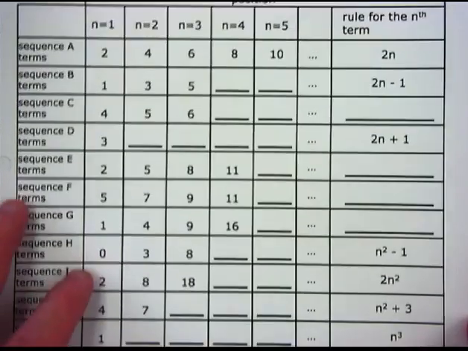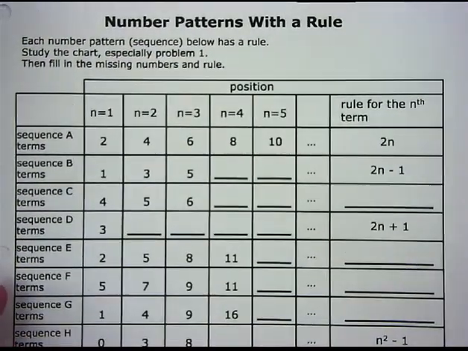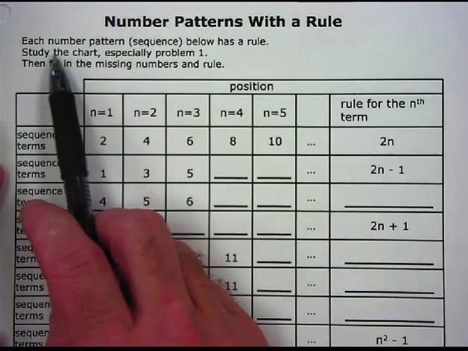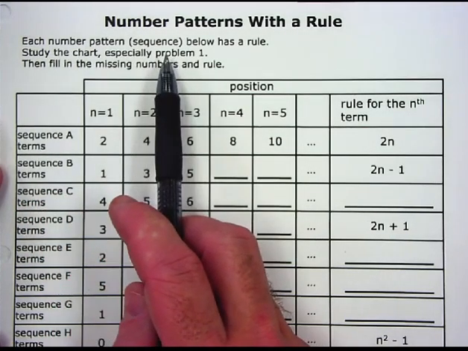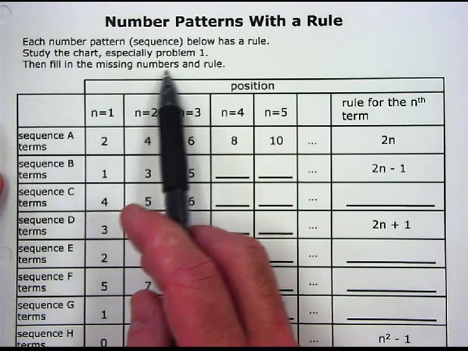Okay, we have a test tomorrow on coordinate graphing and number sequences and rules, so this homework's kind of important. Let's take a look at it. It says each number pattern sequence below has a rule. Study the chart, especially problem 1. They're referring to the first sequence, sequence A. Then fill in the missing numbers and rule.